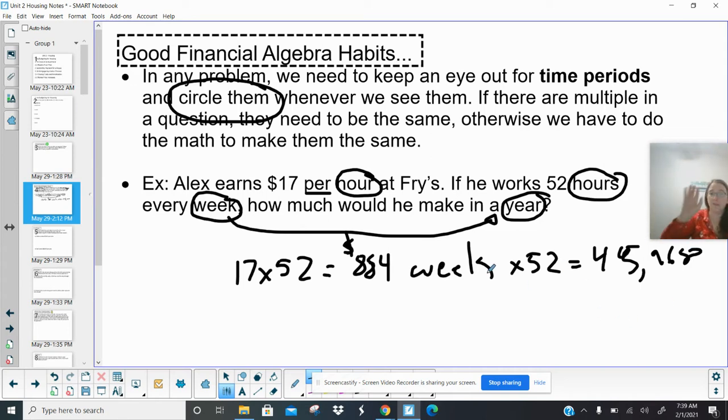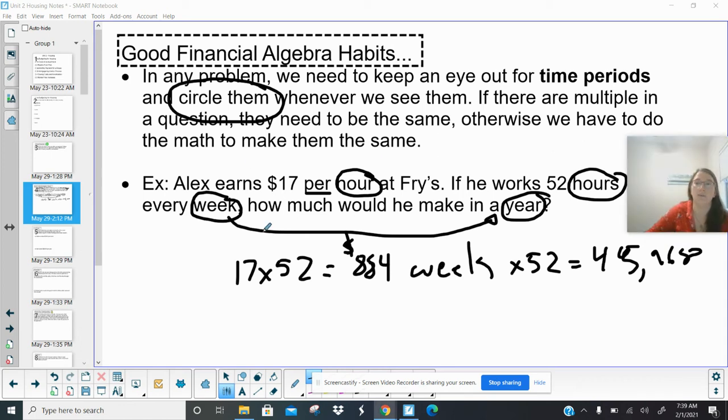So again, we're not doing problems like this because this unit is about housing, not employment. However, we do have to keep an eye out for these time periods and do conversions. Otherwise, we're going to get the problem wrong. So we've got to be careful. Let's go ahead and look at the first one.